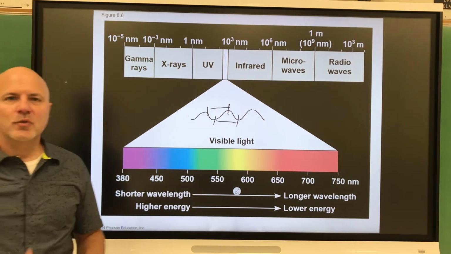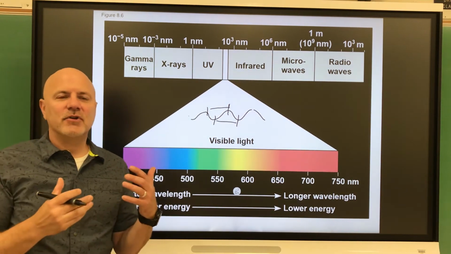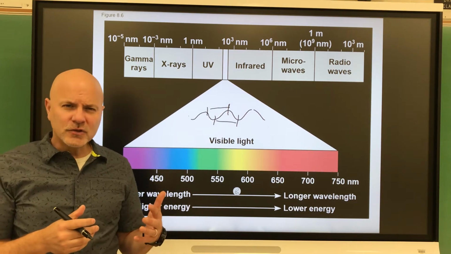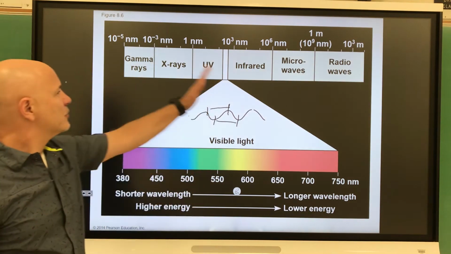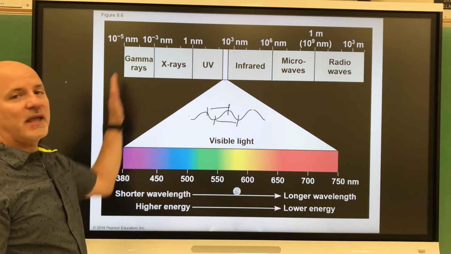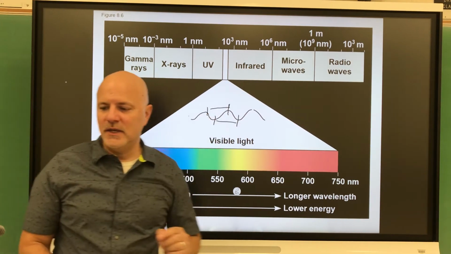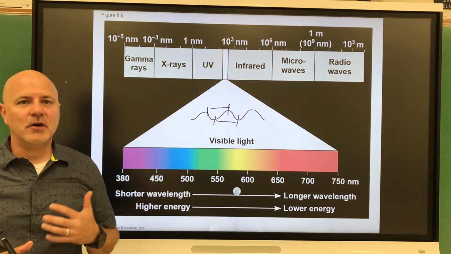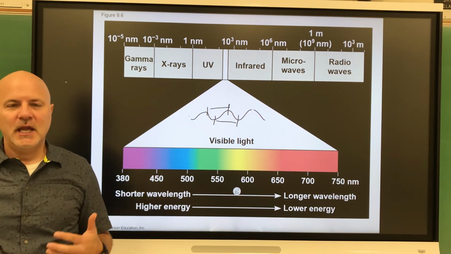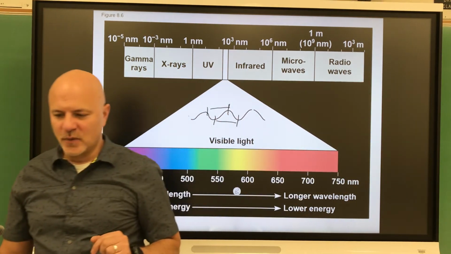All right. So we look at the amount of energy these waves have. If they have a shorter wavelength, that means they're going to have a higher frequency. So they're going to have a higher amount of energy. So these are high energy waves. So much energy that they can break chemical bonds. Over here, these have long wavelengths, they have low frequency, and so they're lower energy. So radio waves are the lowest energy of these waves.